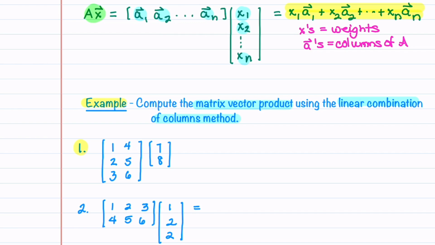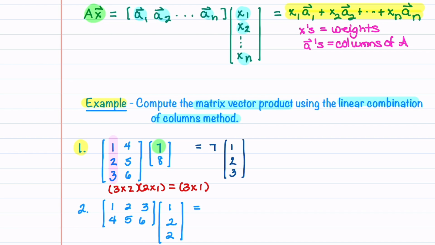When I multiply a matrix times a vector, I always like to begin by seeing what the size of our answer will be. In our first example, we have a 3 by 2 matrix A and then a 2 by 1 matrix X, so our answer is going to be of the size 3 by 1. Following the formula above, we're going to multiply X1 times our first column, which is A1. This gives us 7 times the vector 1, 2, 3.